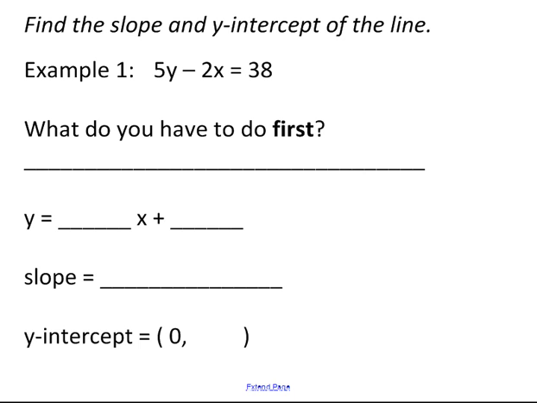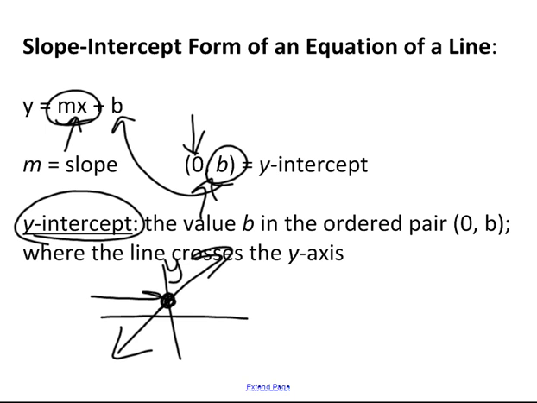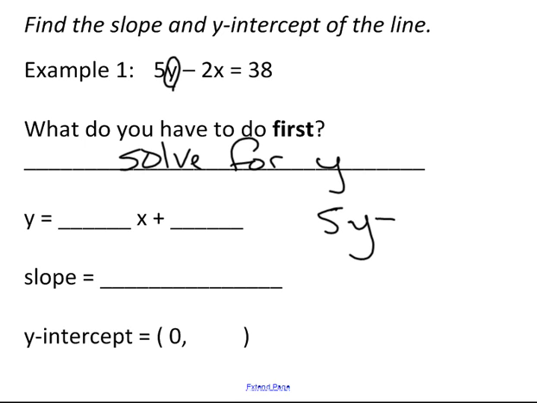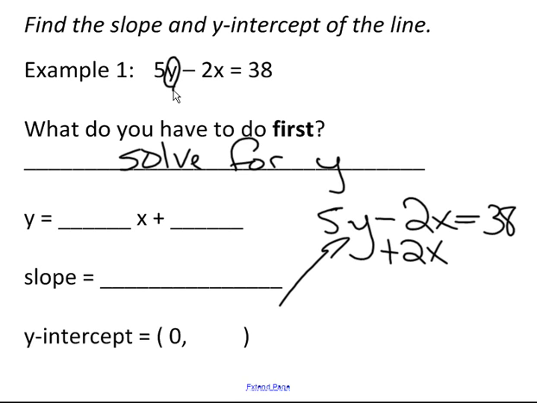Example 1, find the slope and the y-intercept of the line. Well, in order to find the y-intercept, the equation has to be in slope-intercept form, y equals mx plus b. So the first thing you have to do is to get y by itself. You have to solve for y. So I have 5y minus 2x is equal to 38. Have to get y by itself. Well, the stuff that's on the same side as y has to be gotten rid of. You have to get it on the other side of the equal sign. And you add or subtract first, which is, remember, the opposite order. When you're solving, you do the opposite of order of operations. So add 2x to both sides.